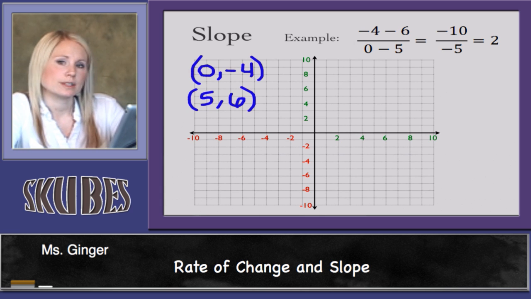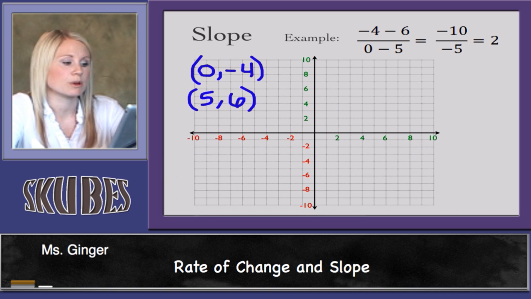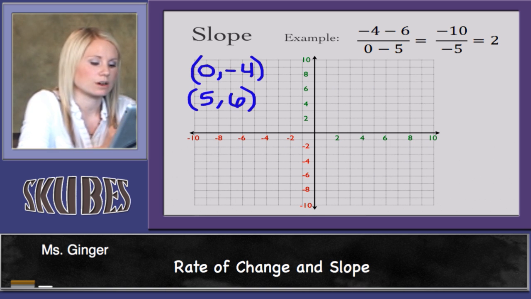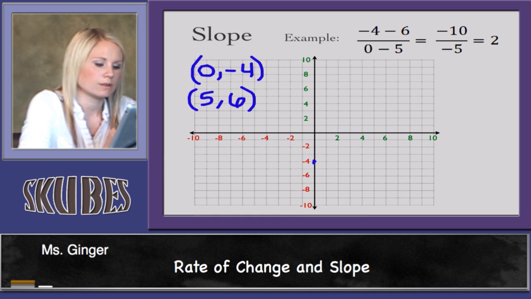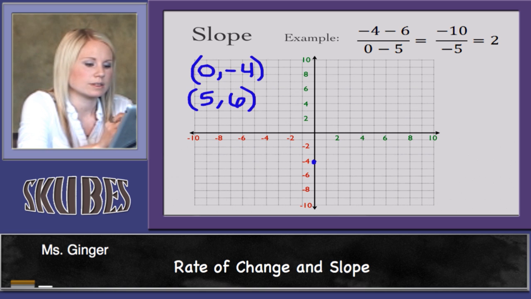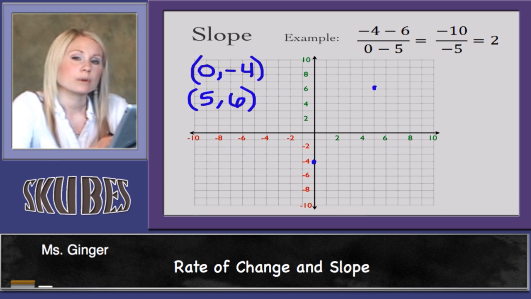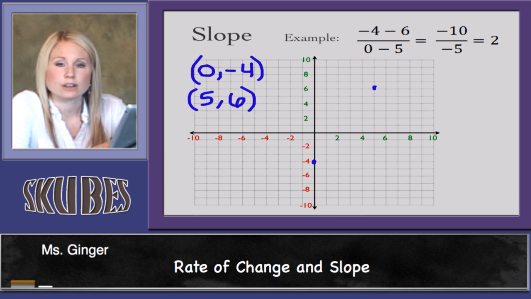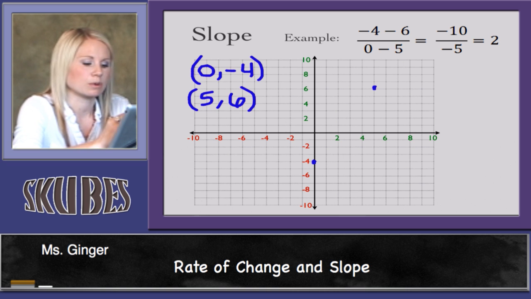So I've got 2 points selected here. Let's say that our linear function went through the points 0, -4, and 5, 6. So let's take a look at where these are. 0, -4 would be here, and 5, 6 would be here. You don't really have to see these on the graph to find your slope, but sometimes a visual can help you see exactly what we're referring to.